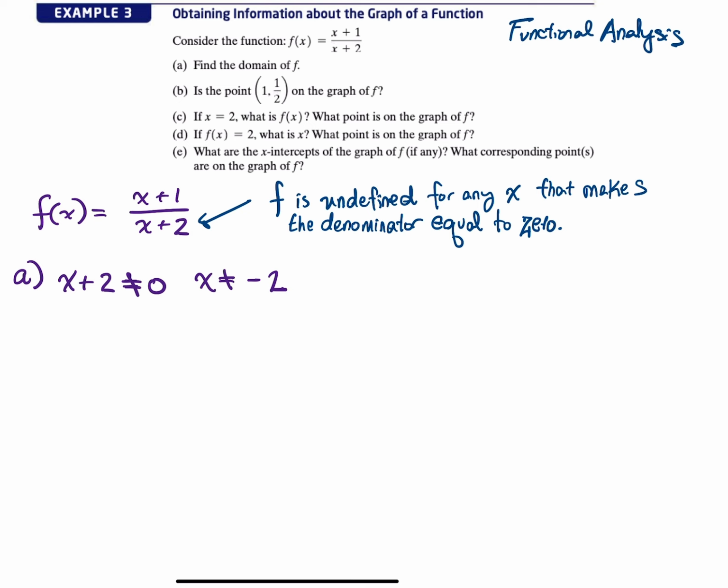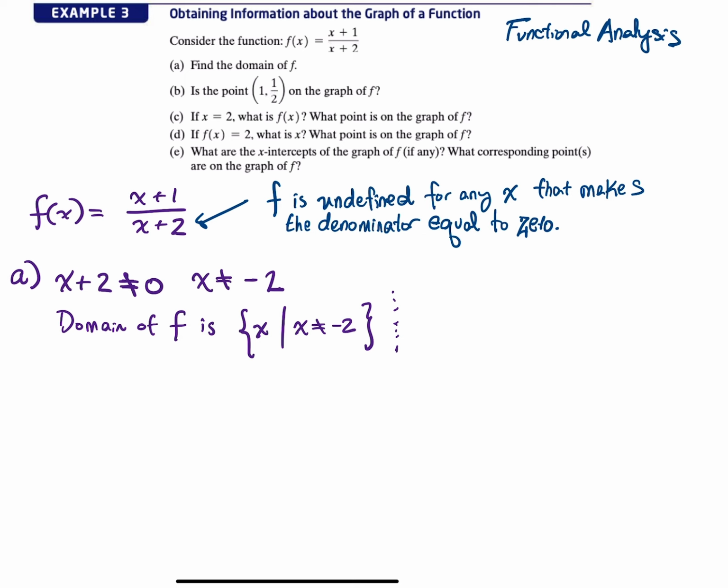So the domain, you can say the domain of f is the set of all values of x such that x is not equal to -2. Or if we had to use interval notation, we're saying everything except -2. So we can say from -infinity until -2, but not including -2, and join it from -2, not including -2, up until positive infinity. So we're like skipping over that -2.